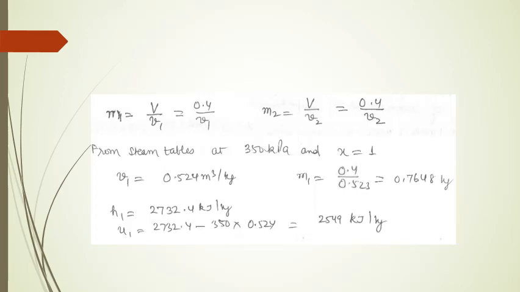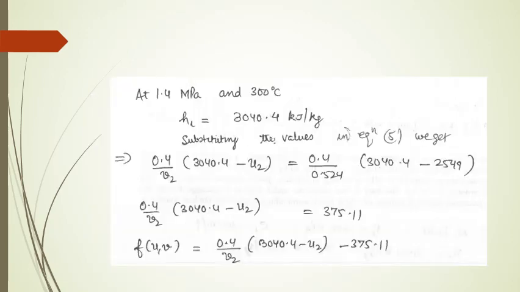Now the value of H1 as obtained from the steam tables is 2732.4 kilojoule per kg. From this we can determine the value of U1, that is equal to 2732.4 minus 350 into 0.524, and that is 2549 kilojoule per kg. Now at 1.4 megapascal and 300 degrees Celsius, the value of enthalpy is 3040.4 kilojoule per kg. So that becomes Hi, because steam that is flowing in the pipe is having the condition of 1.4 megapascal and 300 degrees Celsius. So Hi is equal to 3040.4 kilojoule per kg.